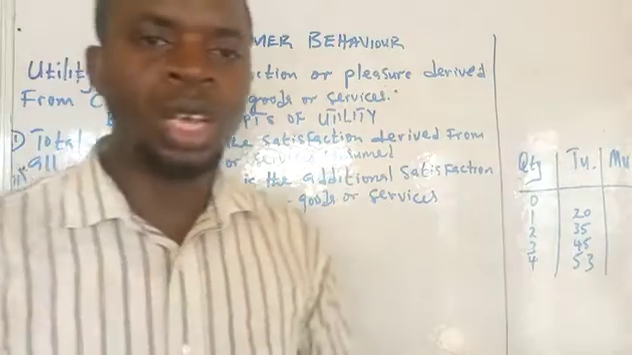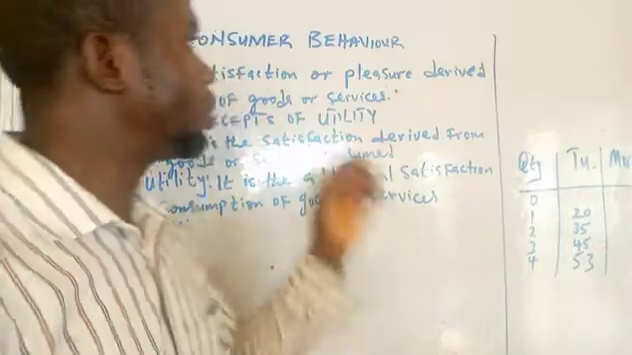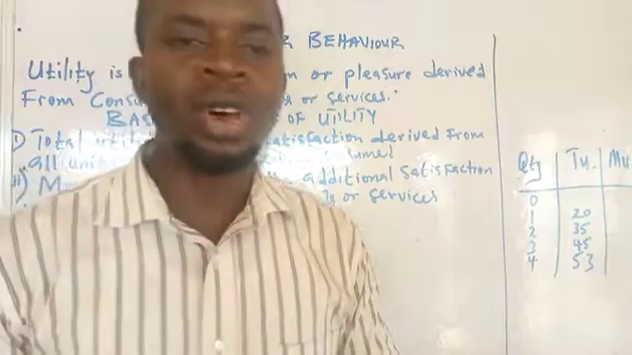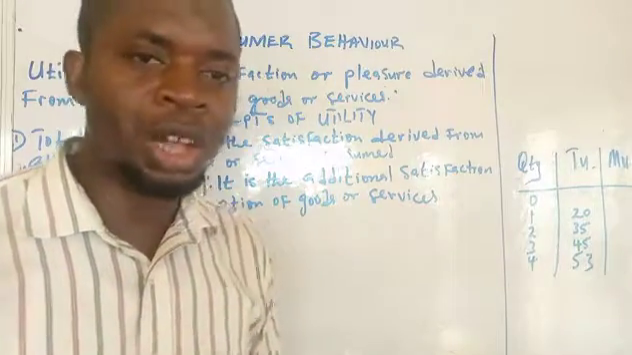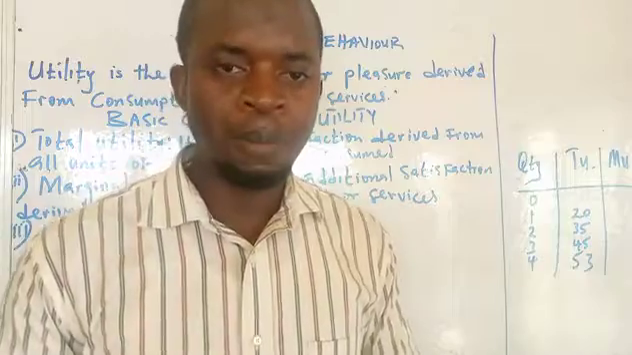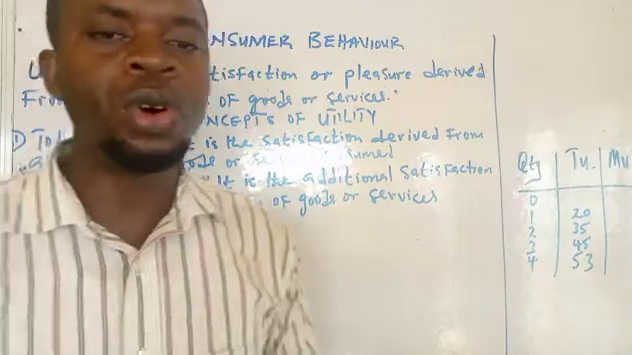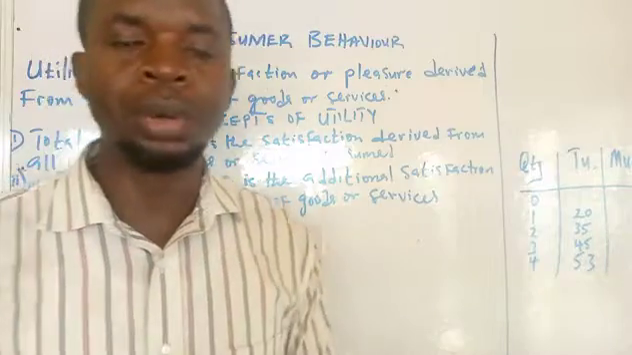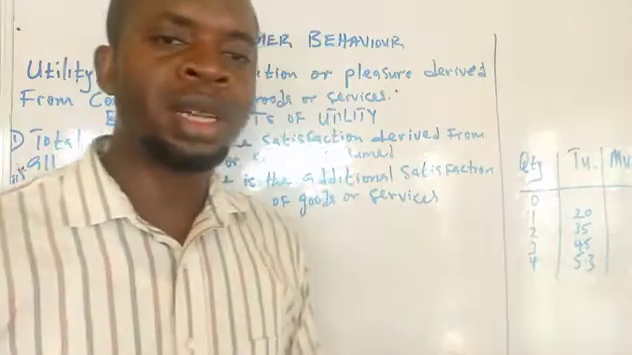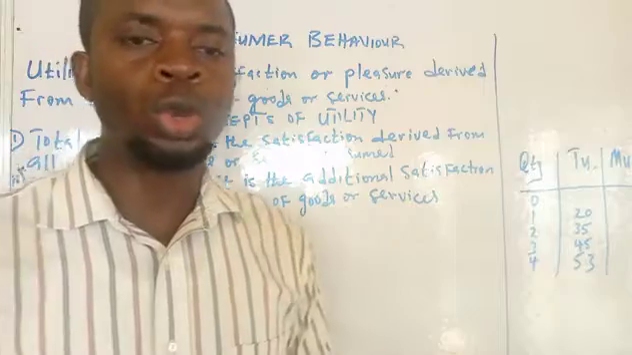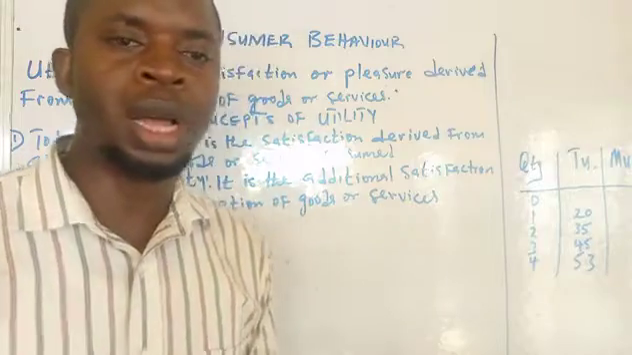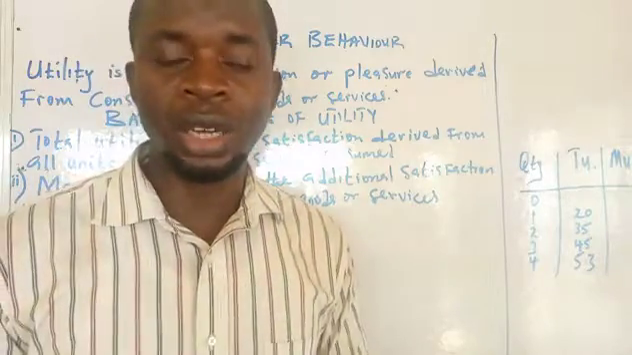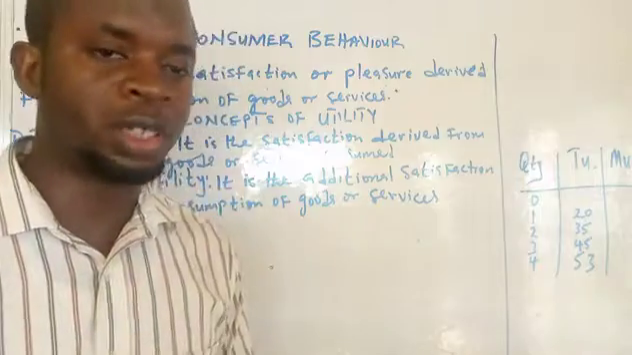Hello class, today we are going to be looking at consumer behavior. If you are writing WAEC or you are writing JAMB, this is the place to be, because consumer behavior is a topic that tends to come out both in WAEC and JAMB. And now, when you talk about consumer behavior, you're trying to look at how a rational consumer maximizes his satisfaction from consumption of goods or services.